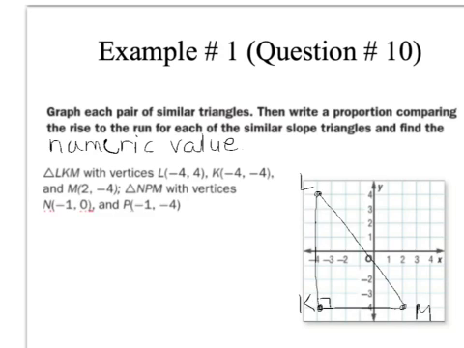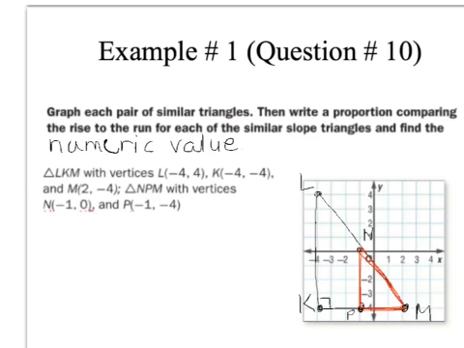Then we're going to plot the points of triangle NPM, with vertices N, -1, 0, P, which is -1, -4, and M, which is the same point from the larger triangle, 2, -4. And I'm going to switch colors and trace that triangle, preferably with a straight edge. However, I can't use one on this program. So now I have my two similar triangles.